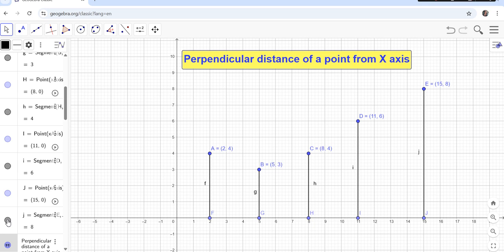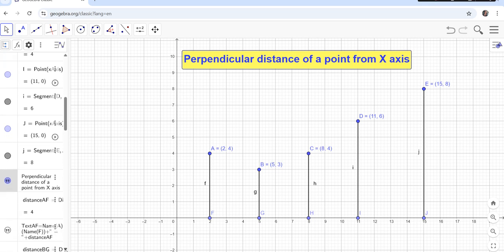So dear students, now we'll visualize how we get the perpendicular distance of a point from the x-axis. Now if you measure the length of line segment AF, what is it? It is 4 unit. So dear students, can you see the coordinates of A, which is (2, 4), means AF is equal to the y coordinate of point A. Let's move further.